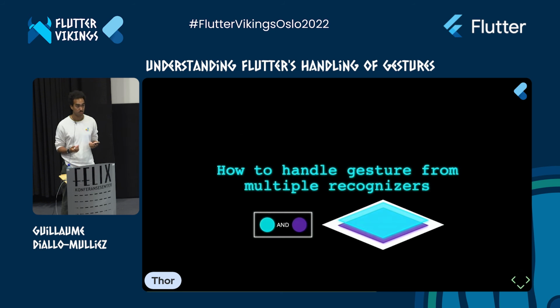What if I need two or more? What if I need to understand what's happening on my screen? If I tap on the button, I need to know that somebody tapped on that position on the screen, but I still need the button to be tapped underneath, right?